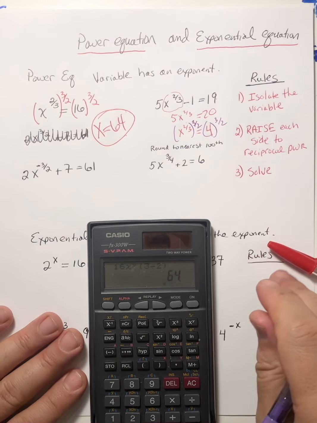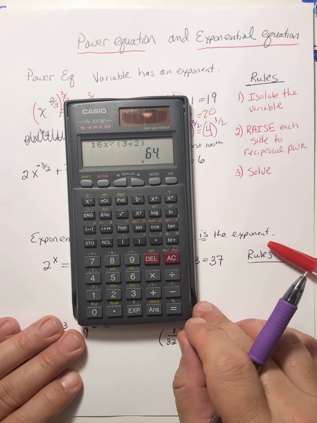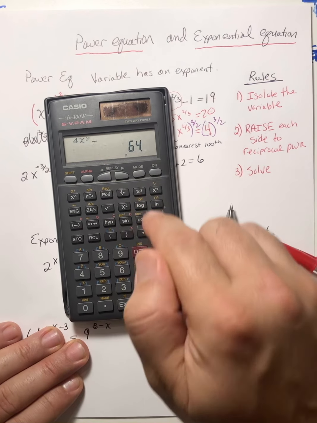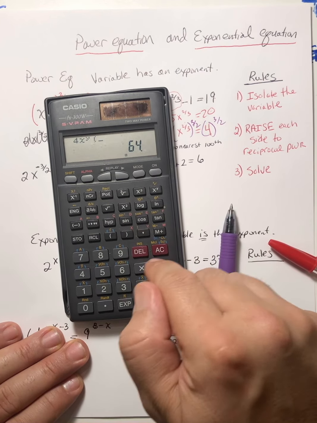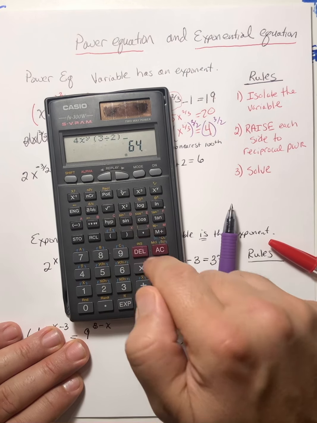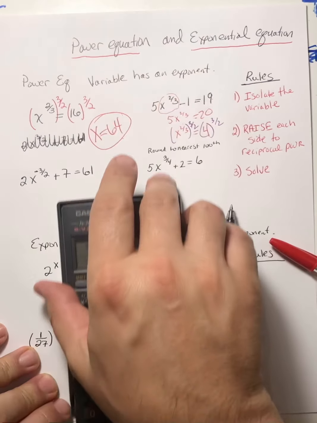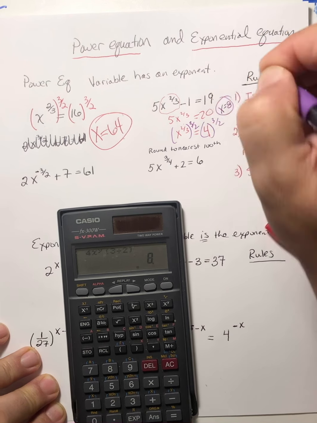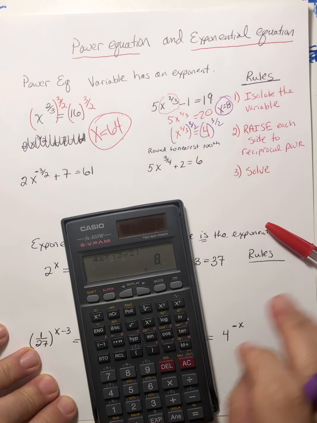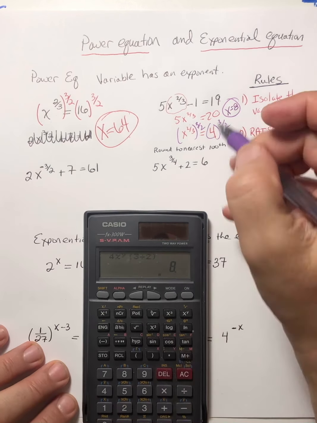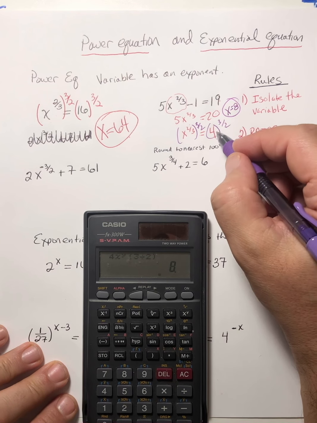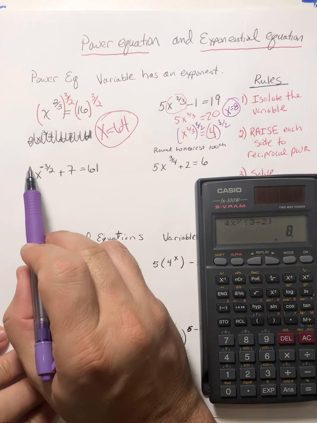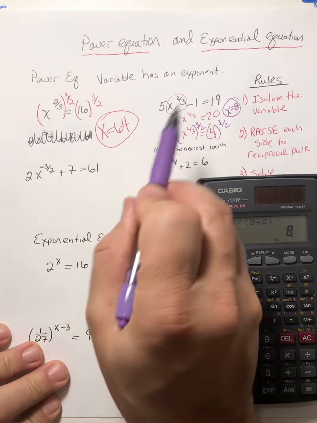Yep, you can do it in your head, or else you have this handy-dandy thing right here called a calculator. And all I'm going to do is 4, x raised to the y key, parentheses, 3 divided by 2, close parentheses, hit equal, and I get 8. So this x right here equals 8. Okay? Yes, if you can do it in your head, great. The square root of 4 is 2, cubed is 8.